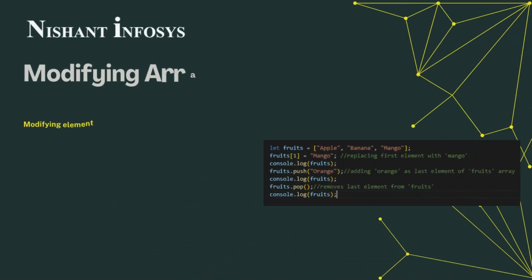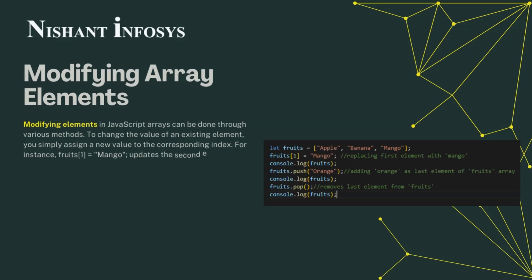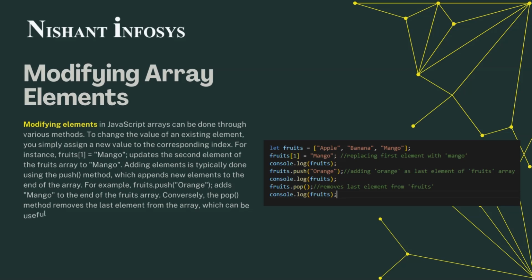Modifying elements in JavaScript arrays can be done through various methods. To change the value of an existing element, you simply assign a new value to the corresponding index. For instance, fruits[1] = mango updates the second element of the fruits array to mango. Adding elements is typically done using the push method, which appends new elements to the end of the array. For example, fruits.push(orange) adds orange to the end of the fruits array.